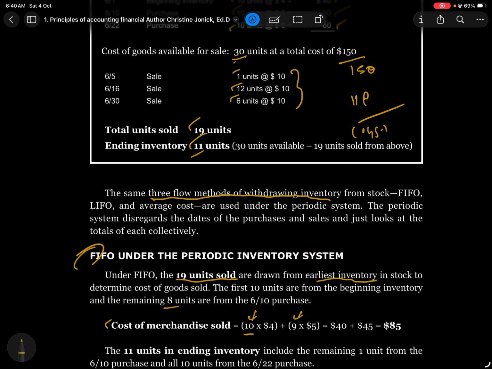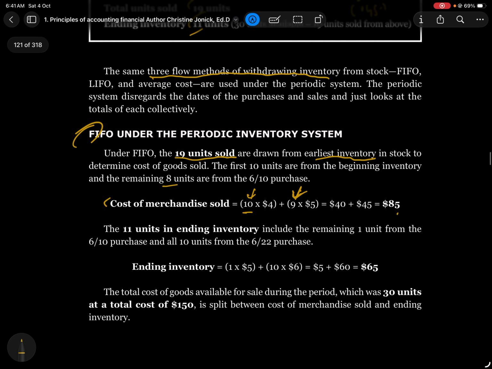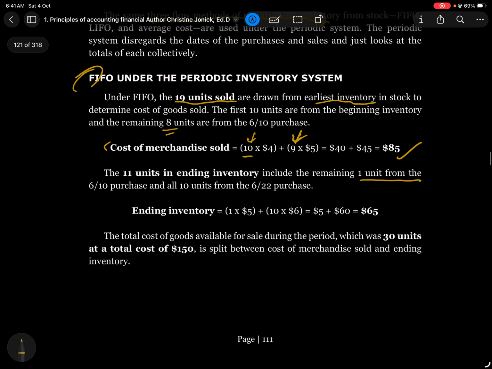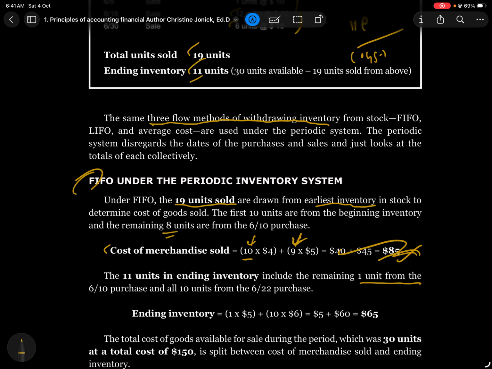Okay. So this would give a total COGS of 85. Okay, so there are 8 units remaining, right? So the 11 units in the ending inventory include the remaining 1 unit from the $6 purchase. So this explanation is not so good. I don't like it. It would have been better if it was in a chart form kind of thing.